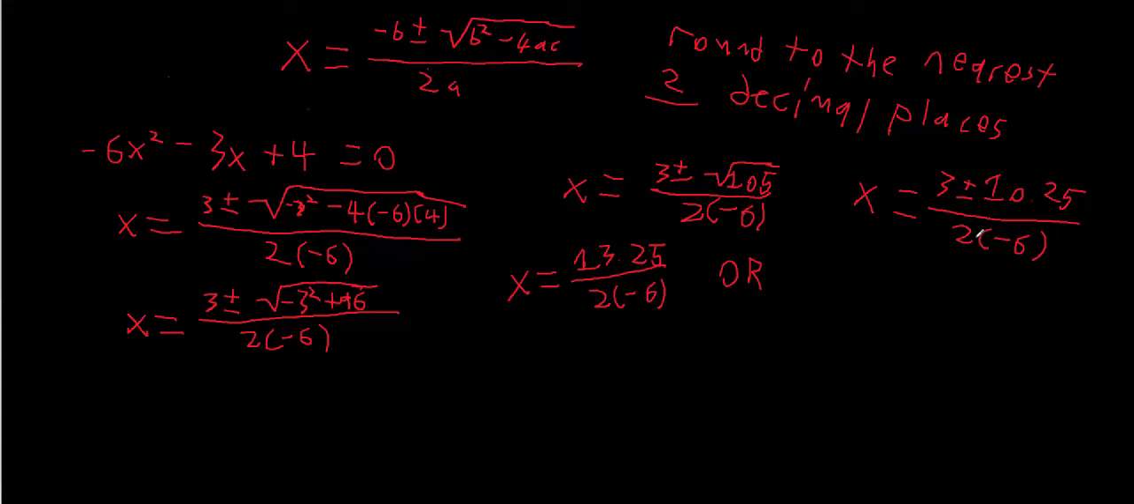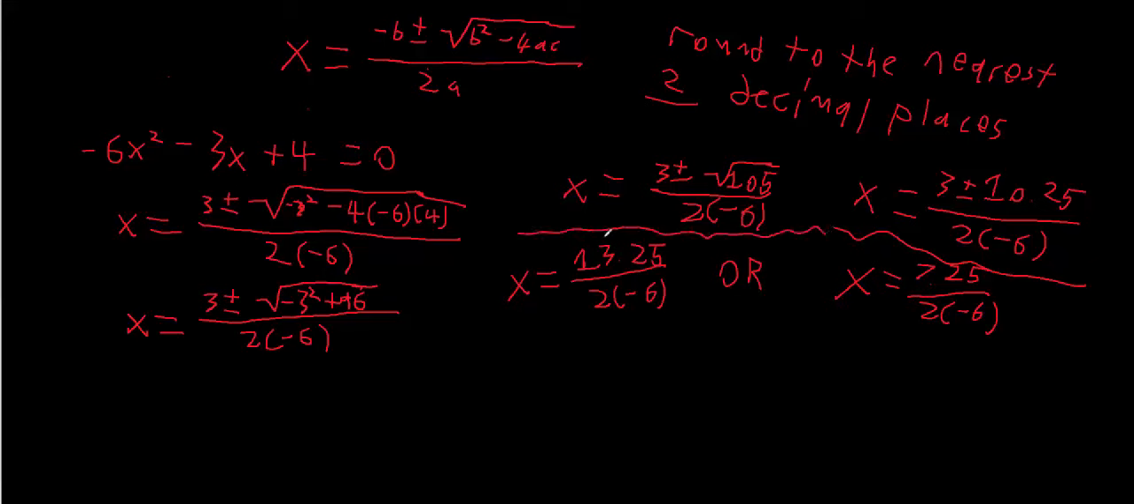10.25 minus 3 equals 7.25. Over here, that would be x equals 7.25 over 2 times negative 6. And then we'll solve for this. So 2 times negative 6 is negative 12. So that would be 13.25 divided by negative 12, and 7.25 divided by negative 12.